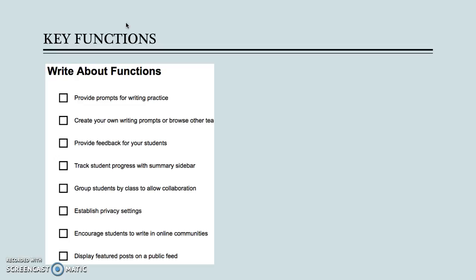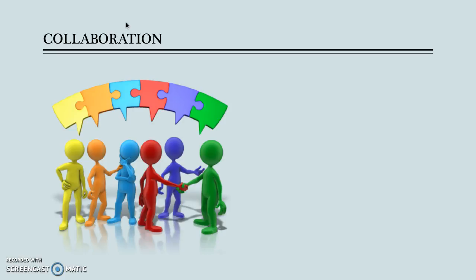There's a number of different ways I'll show you later, and you can allow collaboration within your class but also amongst other communities that are set up already in Writeabout. There's tons of privacy settings, so you can set that up the way that you want. You can encourage your students to write in online communities. There's also ways that they can just keep their own writing going. And lastly, you can display any posts that you've created, or your students have, or you found elsewhere in a sort of public feed.